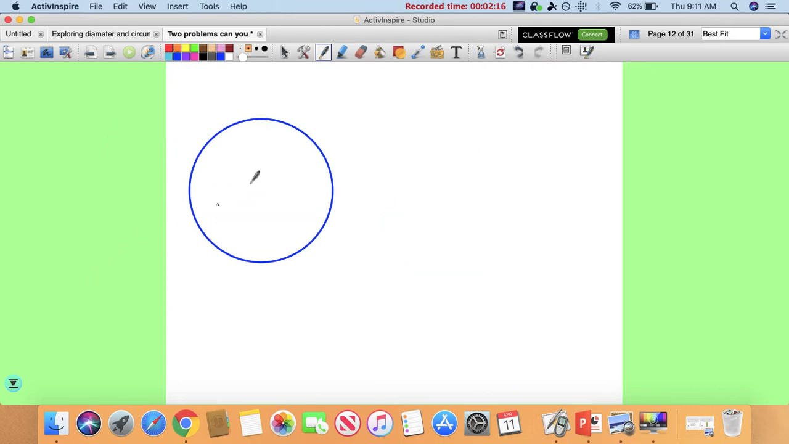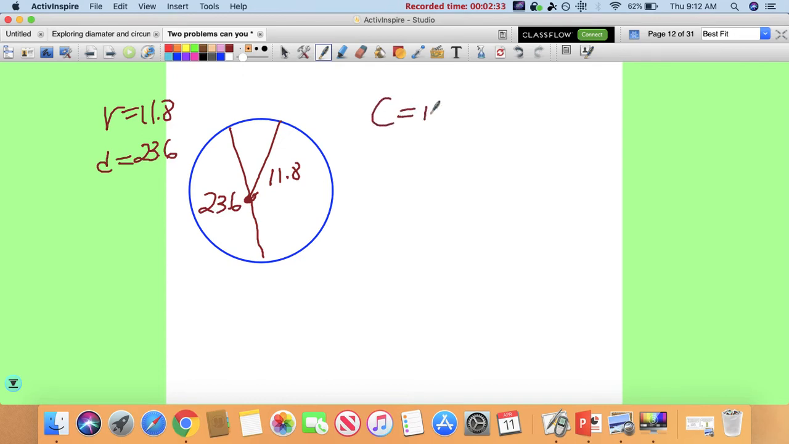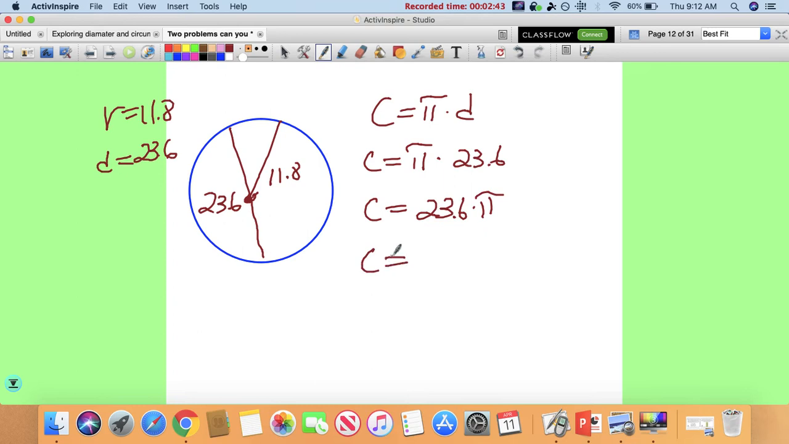Number 4, 11.8. So if the radius is 11.8, the diameter is going to be 11.8 times 2. It's going to give us 23.6. So the diameter is 23.6. So again, C equals pi d. C equals pi times 23.6. C equals 23.6 times pi. And let's see what that equals. That's going to give us 74.14 feet.